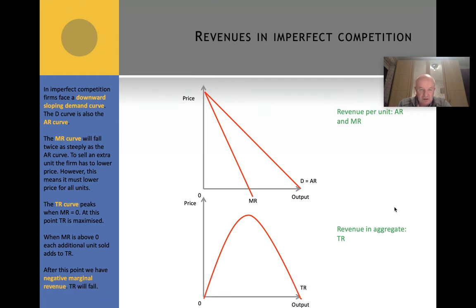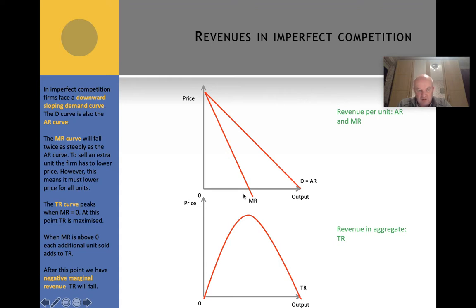In imperfect competition, we've always got a downward sloping demand curve. In this instance, the demand curve is also the average revenue curve. Remember, average revenue is basically total revenue divided by output, which clearly gives you your price as well. If we then take a look at our marginal revenue curve, it's going to fall more steeply than the average revenue curve.